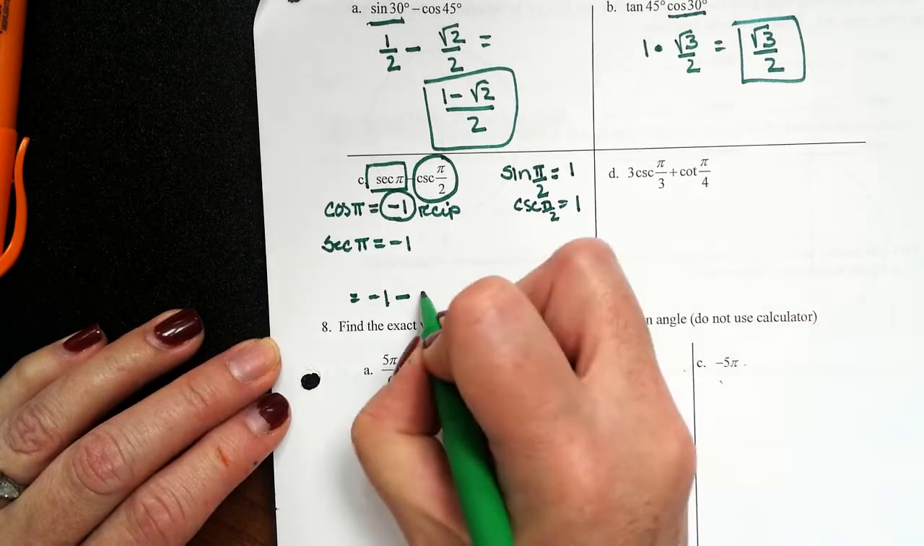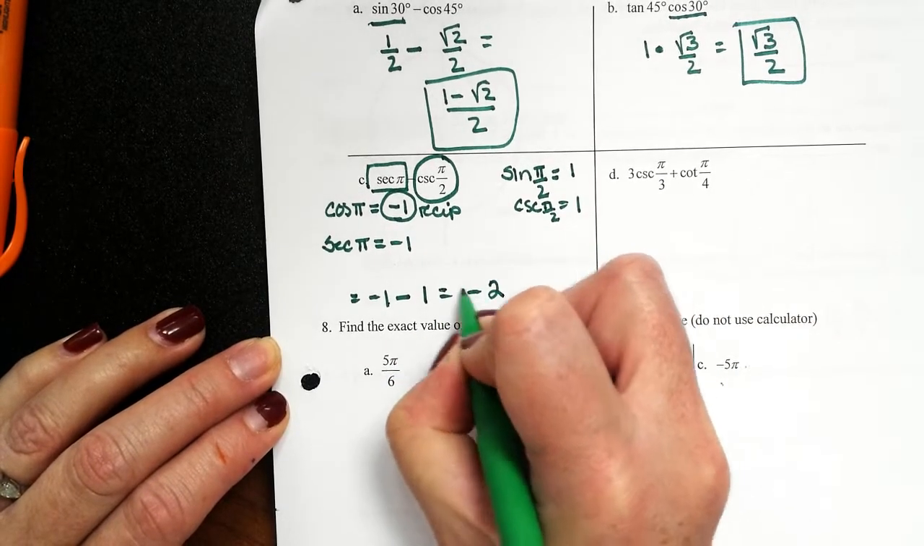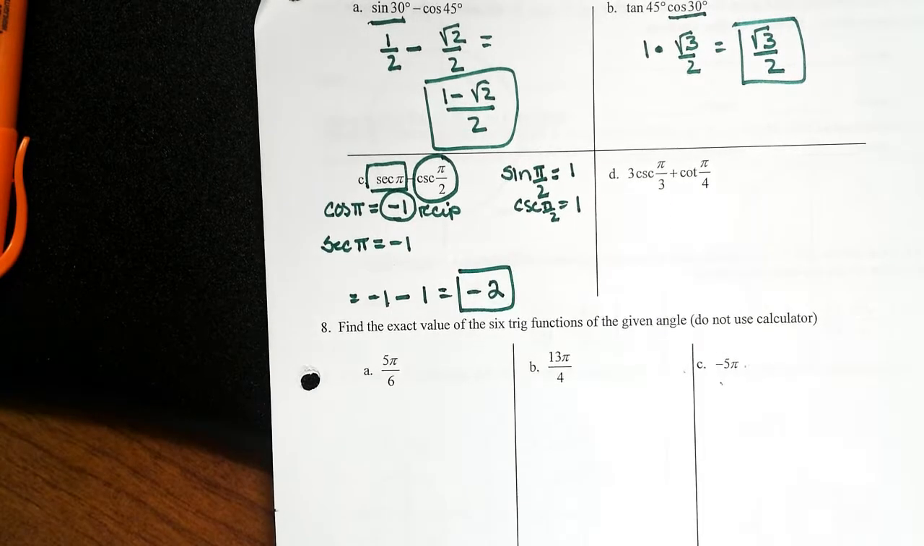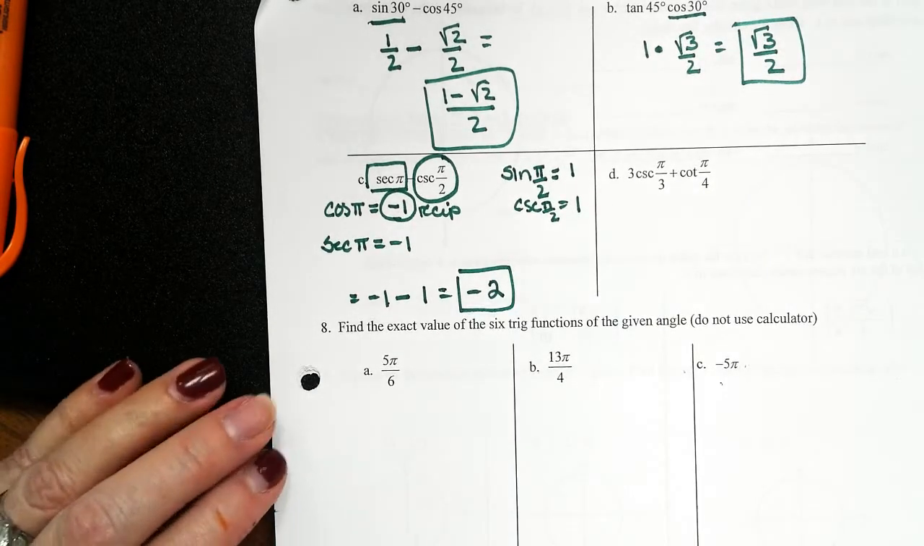So it's going to be negative 1 minus 1, which is negative 2, when you take the secant of pi minus the cosecant of pi over 2.